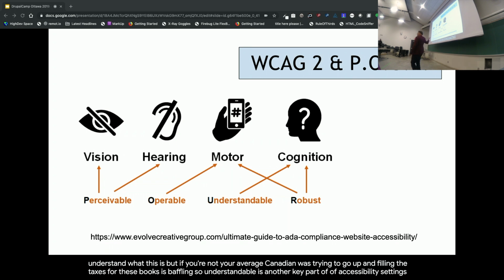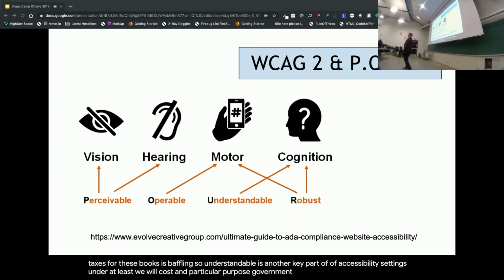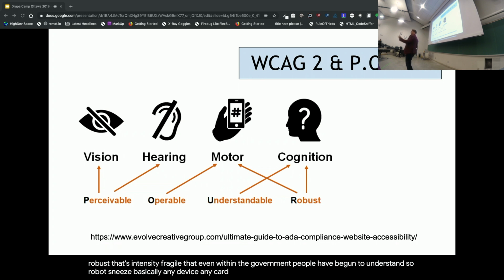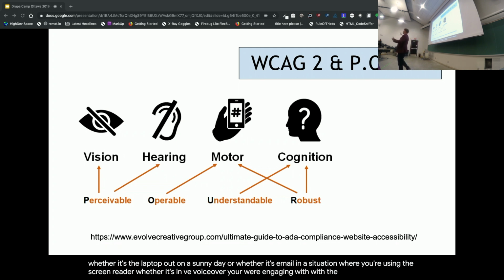The other thing is that it needs to be robust. And particularly for government people, there's an assumption that with accessibility, if they test it in IE with JAWS, in a Windows environment, that you're good. But that's not very robust. That's intensely fragile, and even within the government people have begun to understand that. So robust means basically any device, any context, whether it's your iPad at a conference or your laptop out on a sunny day, or whether you're using a screen reader, whether it's NVDA or VoiceOver. You're testing in a broad variety of contexts and places where people are engaging with the technology in different ways.